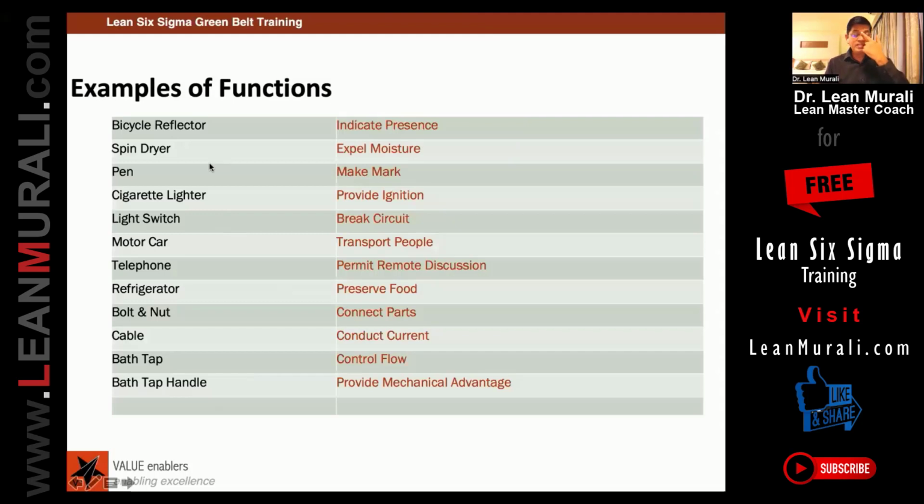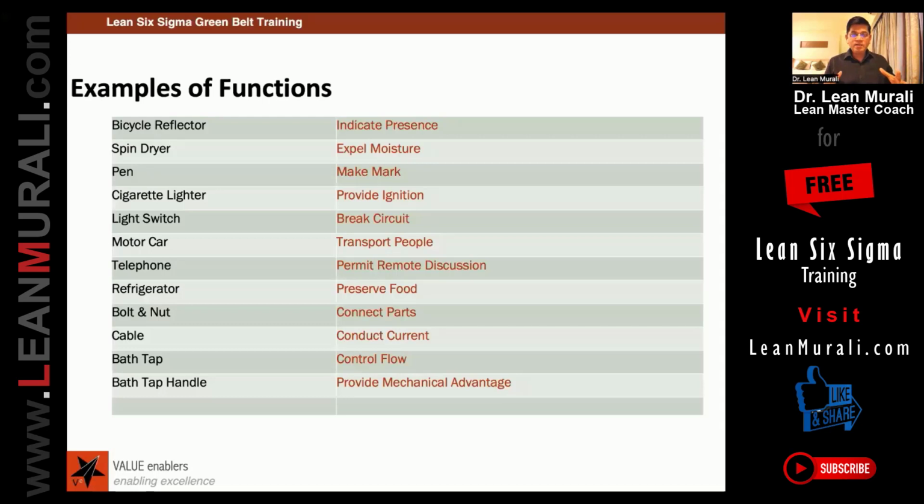For example, a bicycle reflector is actually indicating the presence. It reflects light, okay? But it indicates the presence. Look at how you should write. I'm sharing this example with you because the way that you think has to change.